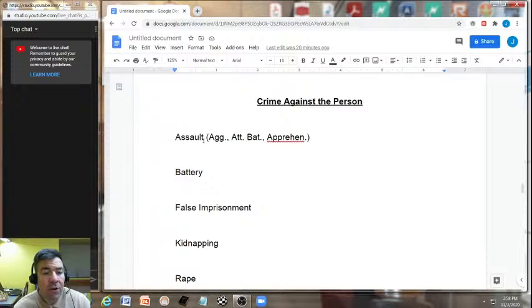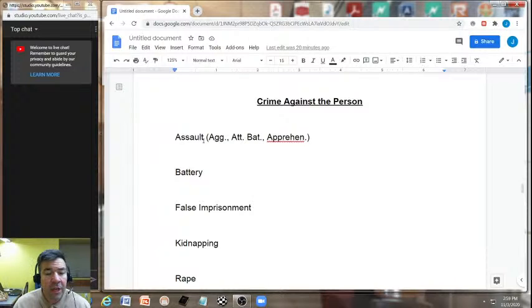Then, attempted battery, by definition, is an unsuccessful battery. Then the unsuccessful battery or attempted battery assault is a way by which assault can be a specific intent crime. And we'll talk about that later on in our shopping list here under the defense of intoxication, voluntary intoxication specifically.